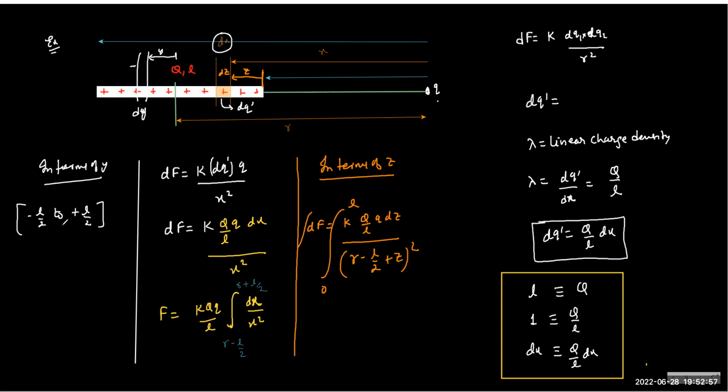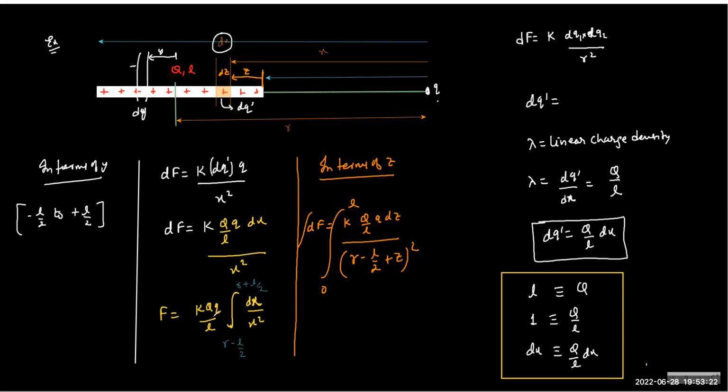Of course, these are coordinates and you have to take care of the sign also. If you move in only one direction, take it positive. If you move in two directions, take one as positive, the other as negative. So your limit of integration is from minus L by 2 to plus L by 2. Simple enough.